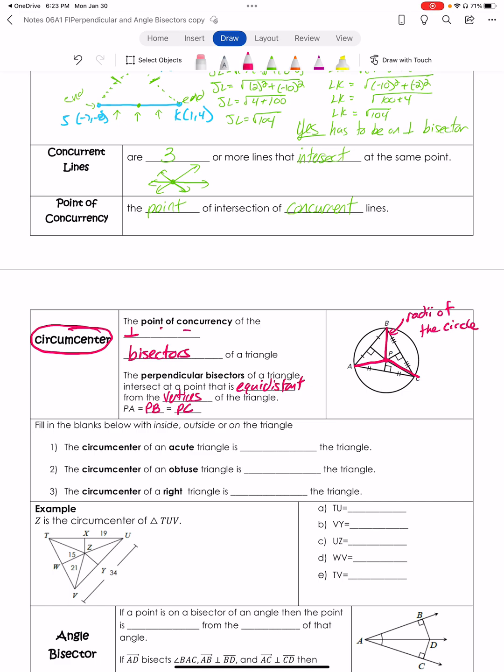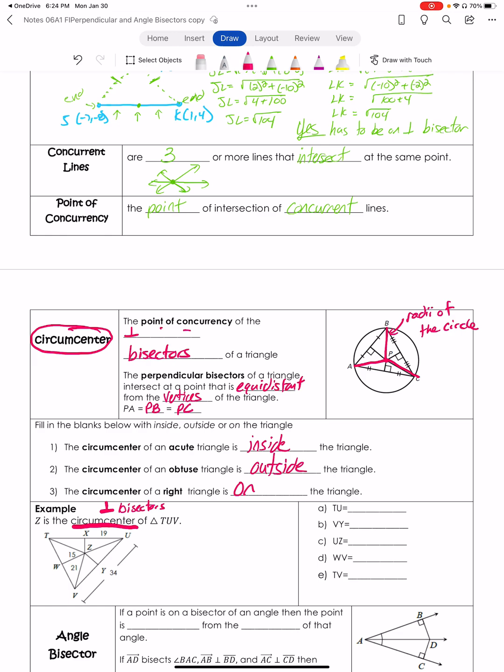Things that we explored in class: the circumcenter of an acute triangle is inside. The circumcenter of an obtuse triangle is always outside the triangle. And the circumcenter of a right triangle is on the triangle, in particular on the hypotenuse. So, first example, we only have one example of that. It's circumcenter, so that's going to be your perpendicular bisectors.